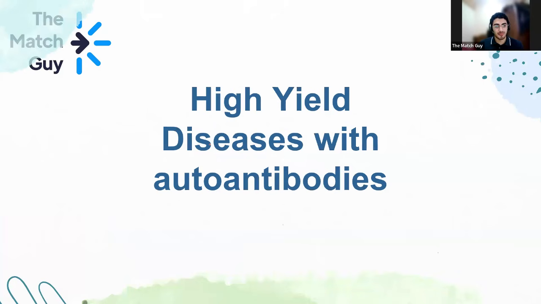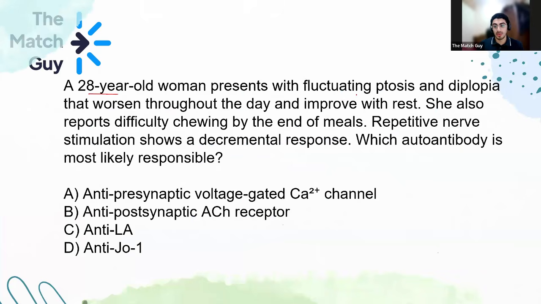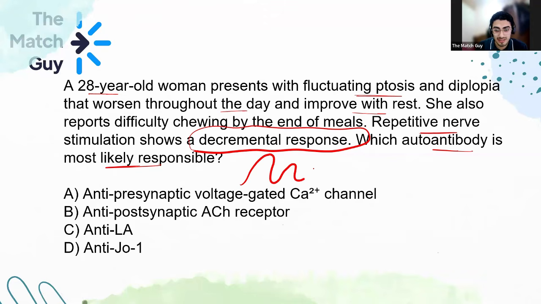Let's start with this question. We have a 28-year-old woman presenting with fluctuating ptosis and diplopia that is worsened throughout the day and improves with rest. Repetitive nerve stimulation shows decremental response. Which autoantibody is most likely responsible for this presentation? Amazing, guys. So decremental response meaning it's decreasing. Which muscle weakness has decremental response to repetitive nerve stimulation? The myasthenia gravis. Amazing, guys.